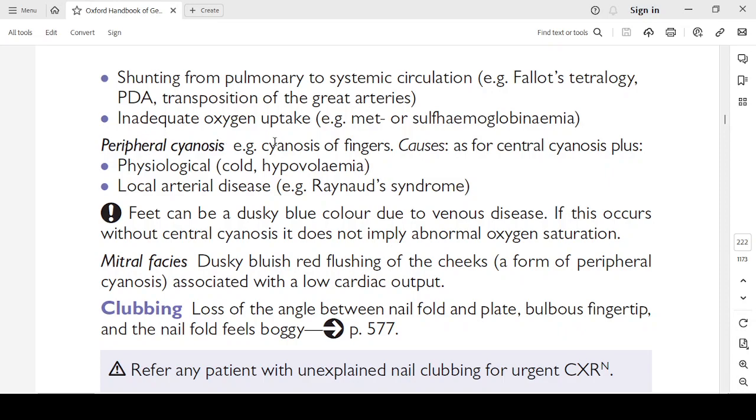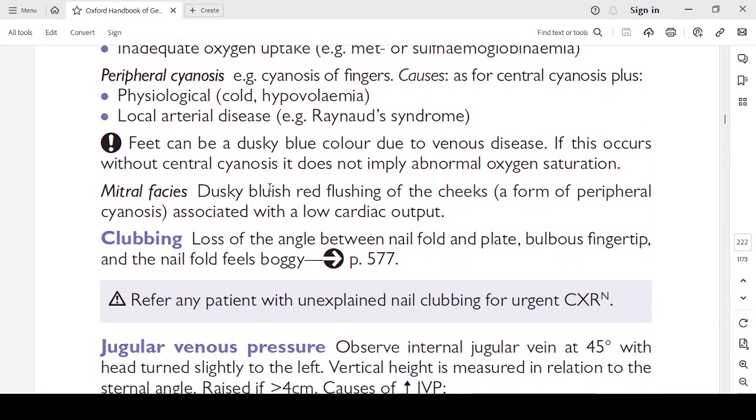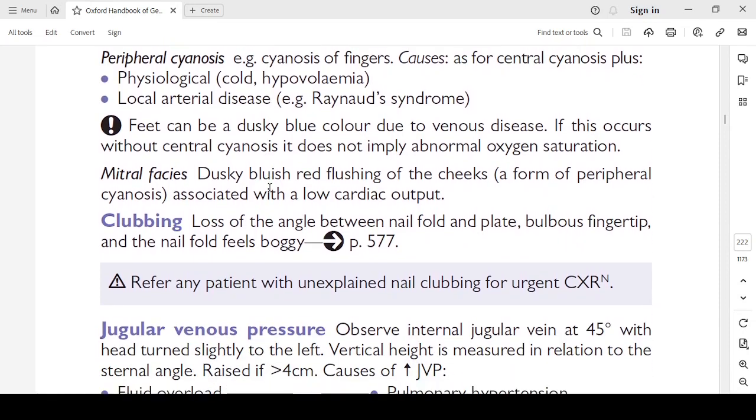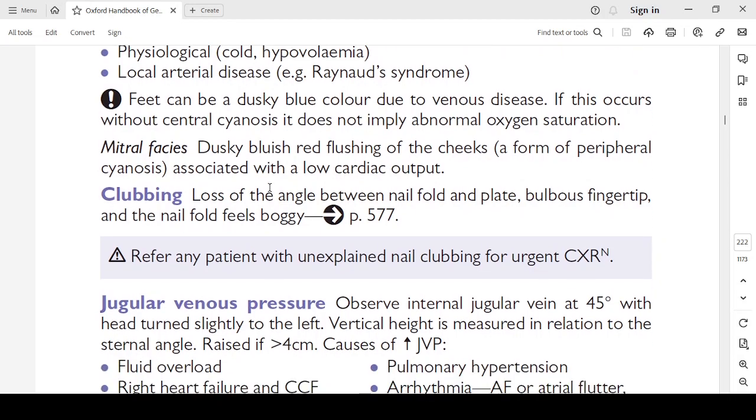Peripheral cyanosis. For example, cyanosis of the fingers. Causes are as for central cyanosis. All the central cyanosis causes produce peripheral cyanosis, plus physiological causes, cold or hypovolemia. Local arterial disease like Raynaud's syndrome. Feet can be dusky blue in color due to venous disease. If this occurs without central cyanosis, it does not imply abnormal oxygen saturation.